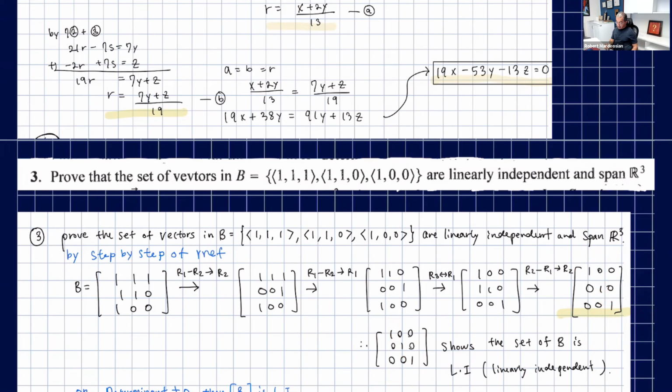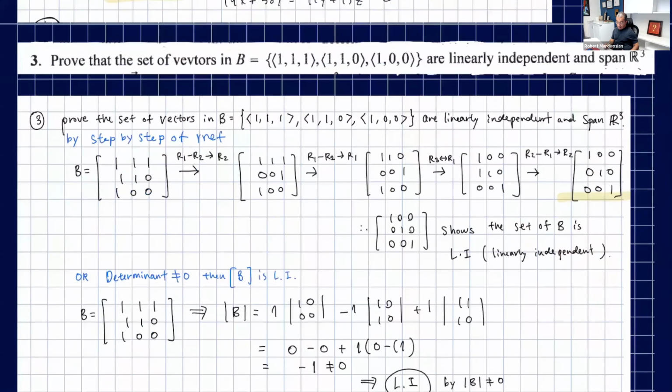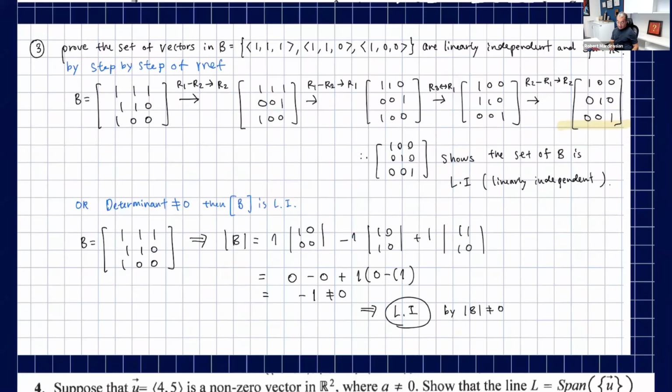We are going to see this in detail. That means it has only the trivial solution, therefore the vectors are linearly independent. Another way to show that, you can write the matrix and find the determinant of that. That's a 3 by 3 matrix. Some of you probably know how to calculate the determinant, but we are going to learn this in detail.